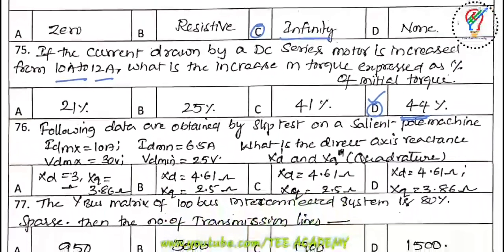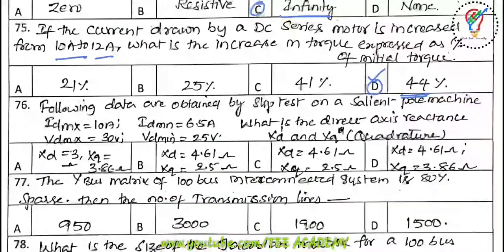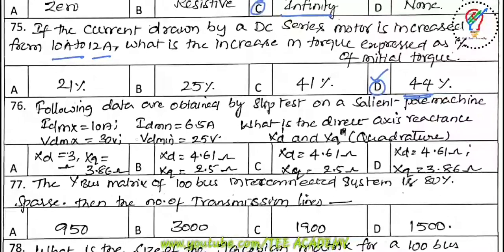Next one. Here I will read the question. Just listen to the question. The following data are obtained by a slip test on a salient pole machine. Sorry for the inconvenience that you are not able to observe this pole machine. The given data is ID max is 10 amperes, VD max is 30 volts, ID minimum is 6.5 amps, and VD minimum is 25 volts. What is the direct axis reactance XD and XQ?